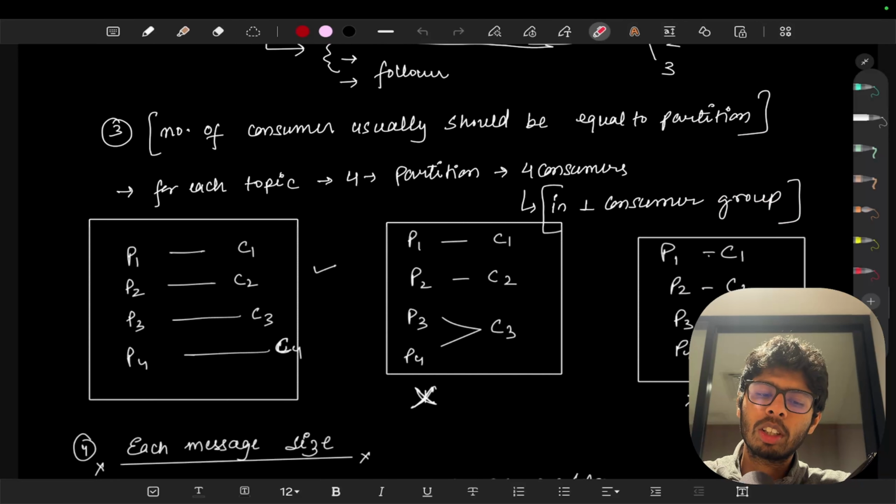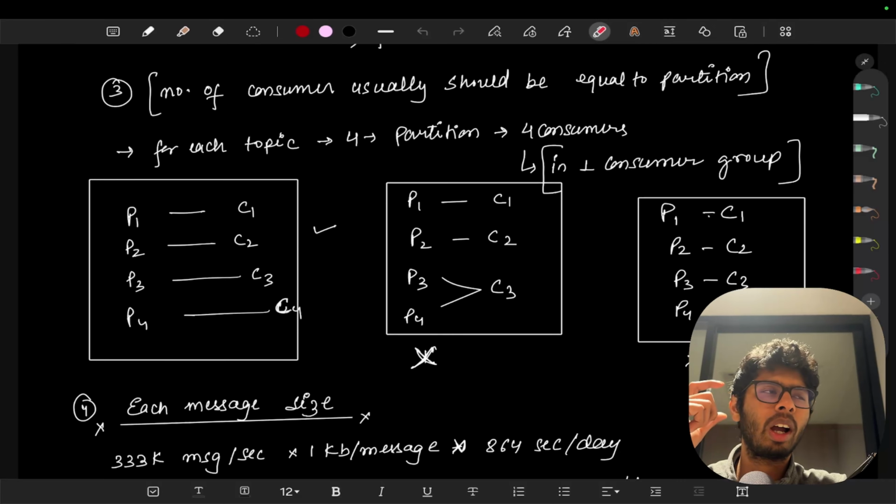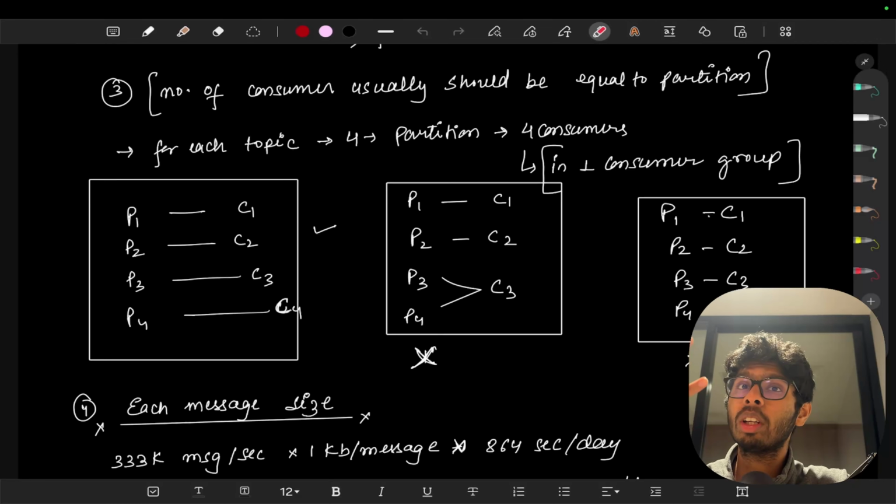Now let's move to step 6. Step 6 is a very common question that interviewers ask: how many consumers should we make in a consumer group? So now we know that each topic has 4 partitions. If each topic has 4 partitions, there can be 3 scenarios. Either in a consumer group we can make up to 4 consumers, we can make more than 4 consumers, or we can make fewer than 4 consumers. So let's see the scenarios.